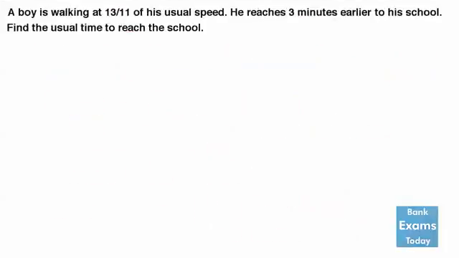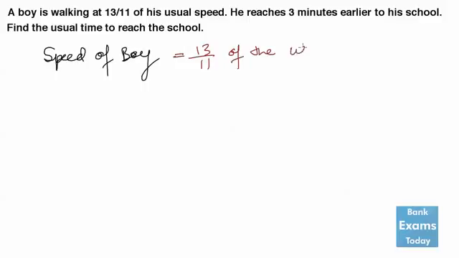A boy is walking at 13/11th of his usual speed. He reaches 3 minutes earlier to his school than the usual time taken. Find the usual time taken to reach the school. So right now the speed of the boy is 13/11th of the usual speed.